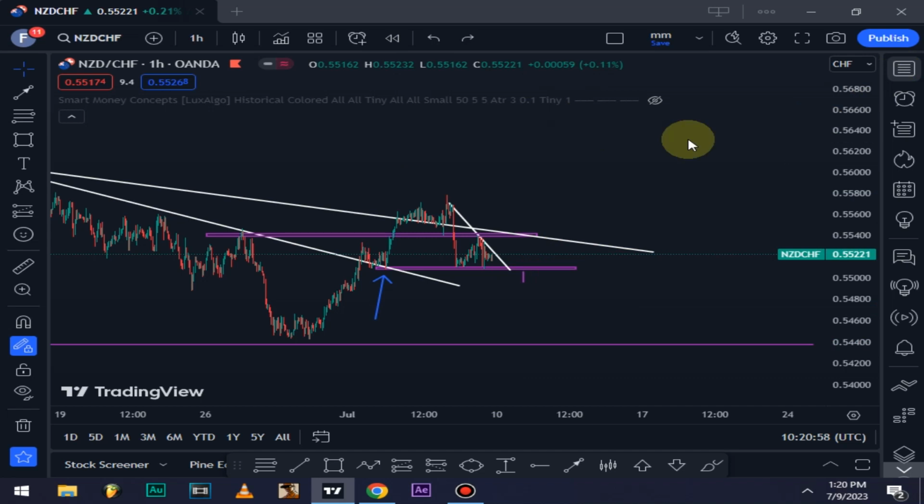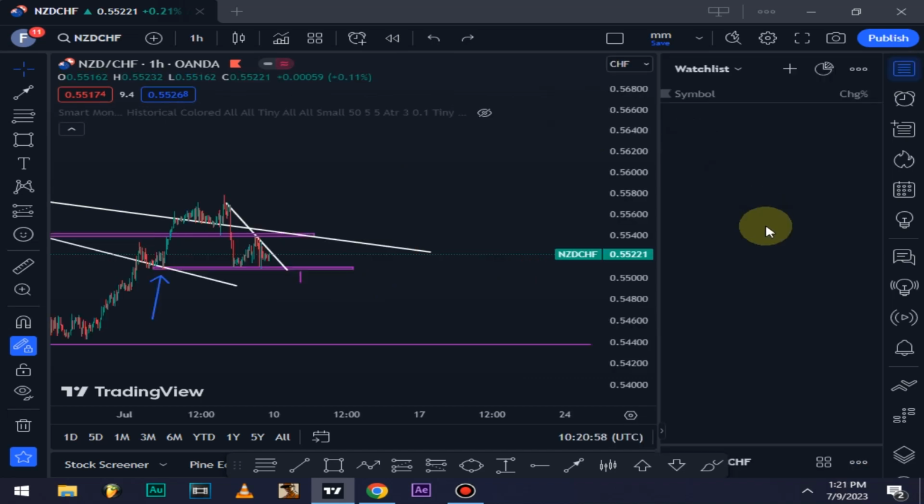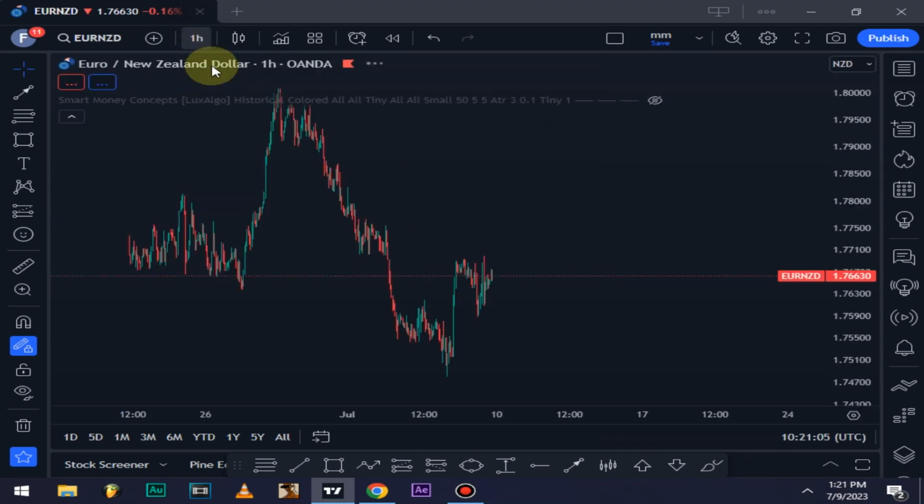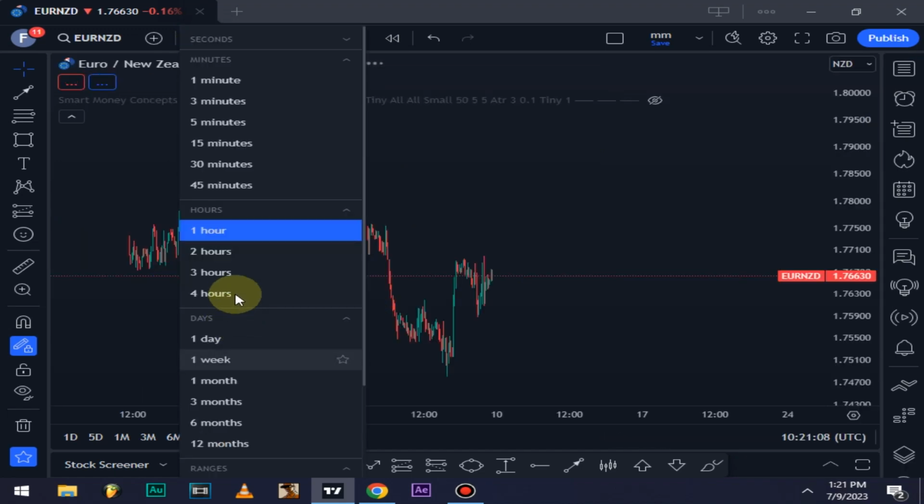So there's also another pair. Of course, the next pair should be Euro NZD. Euro NZD is also still playing out.